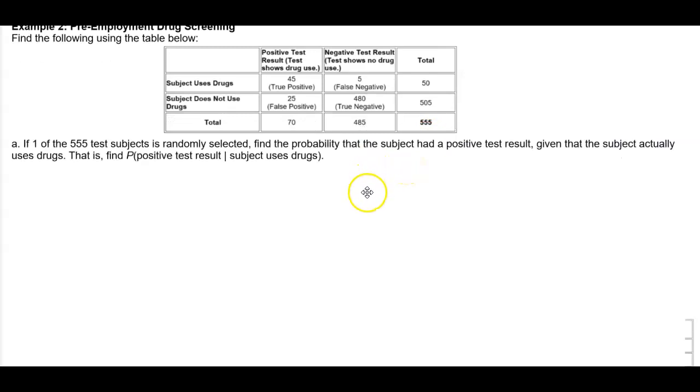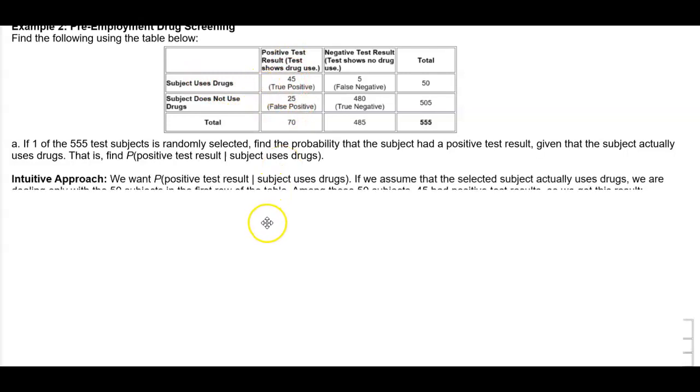Now for part A, it says, if one of the 555 test subjects is randomly selected, find the probability that the subject had a positive test result given that the subject actually uses drugs. That is, find the probability of the positive test result provided that the subject already uses drugs. So we're looking at the positive test result column and the row for subject uses drugs.